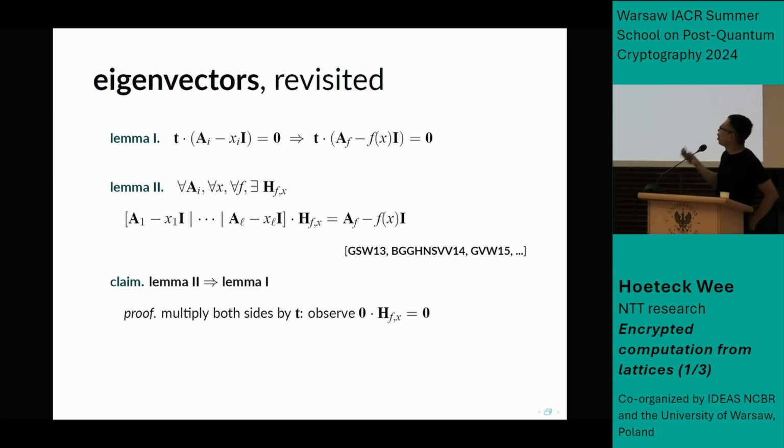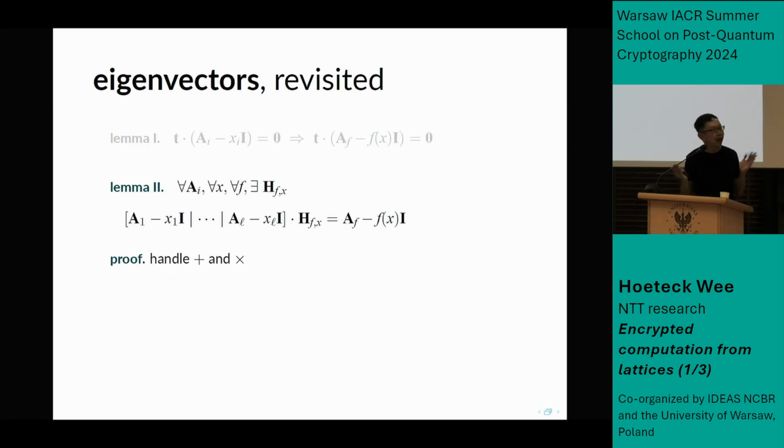So indeed, lemma 2 is a generalization of lemma 1. We know 2 implies 1, and we know that 1 is true, but it doesn't imply that 2 is true. So we still need to prove 2. Let's try to prove 2. And like in our RPG scheme, to prove 2, it's sufficient to just prove 2 for addition and for multiplication.